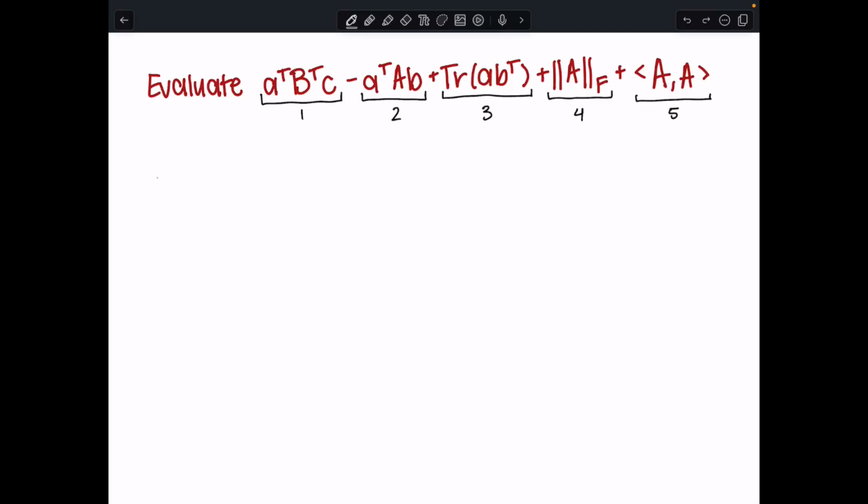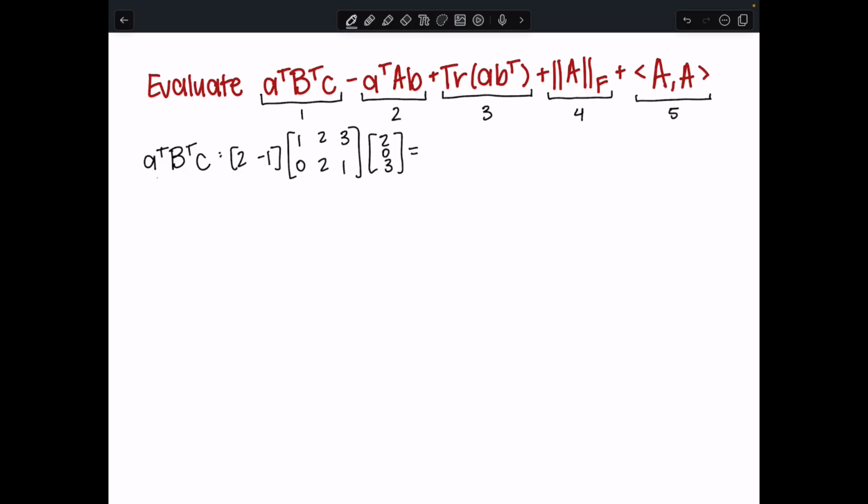Hi, in this video, we are going to be evaluating this expression. Now, this expression is pretty long, so let's break it down into its 5 components, then add each of those together. So let's start with A transpose B transpose C. First, let's write out each of these.